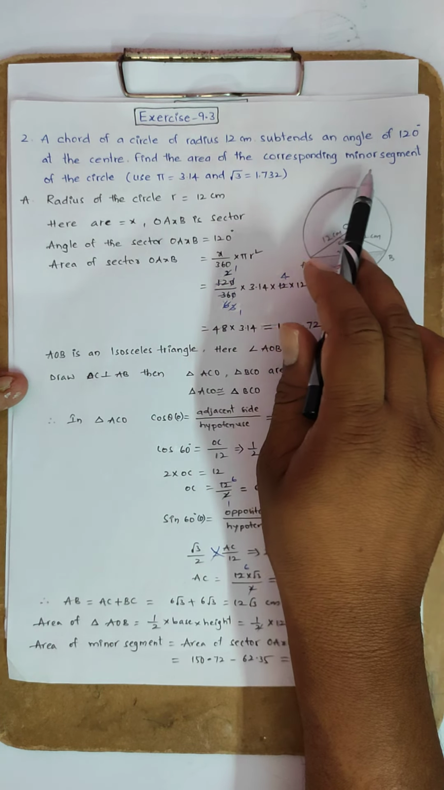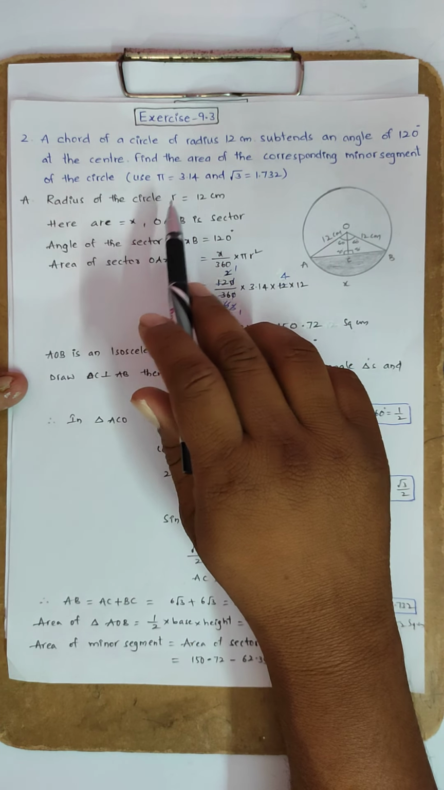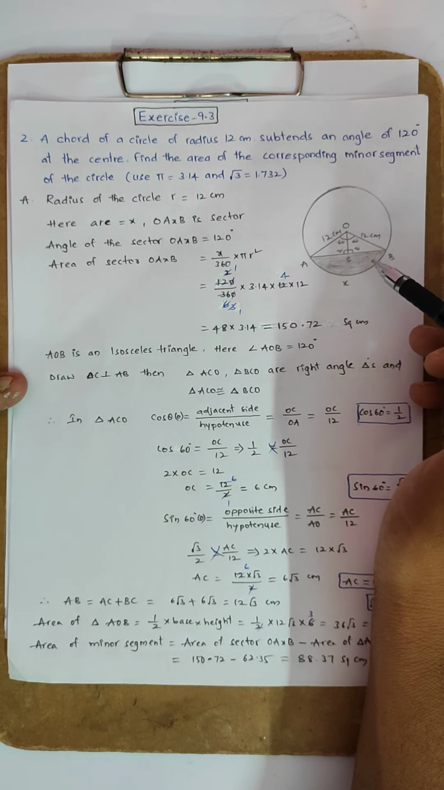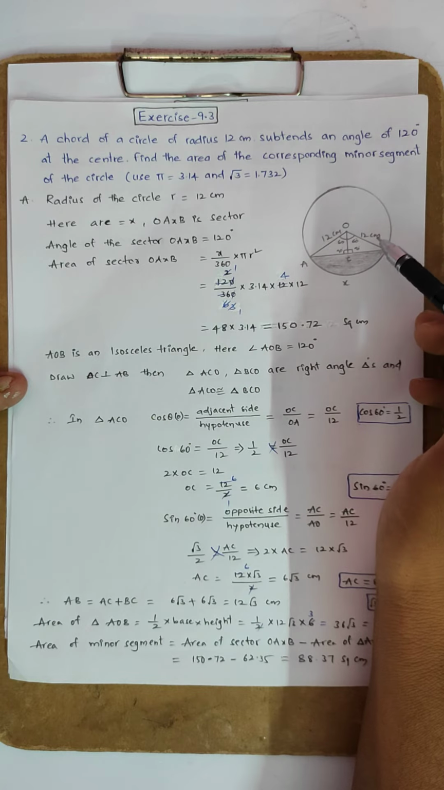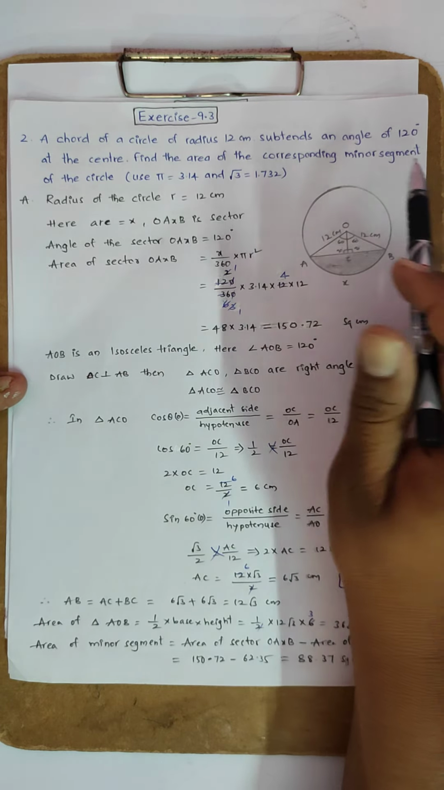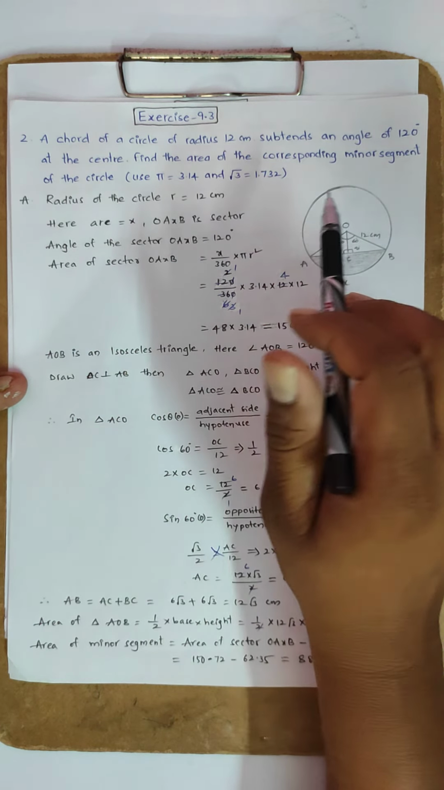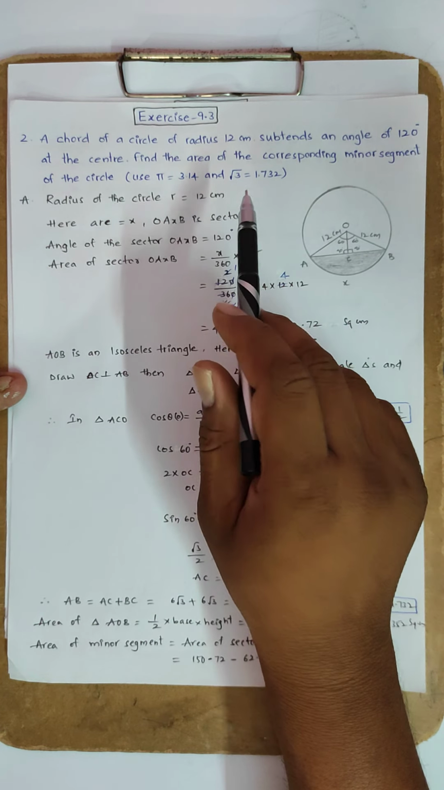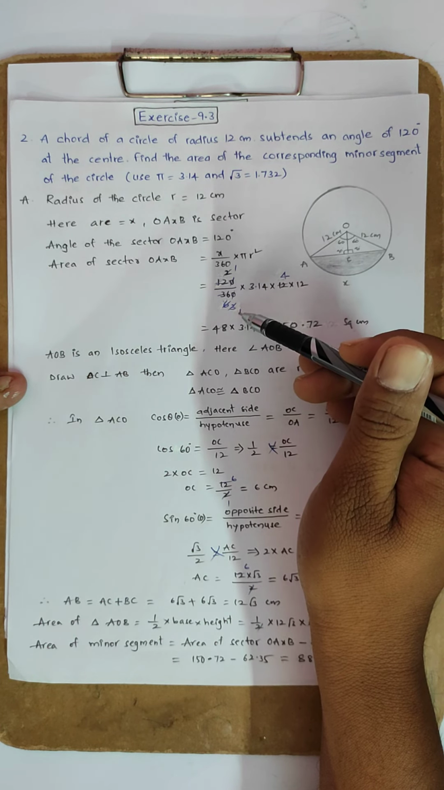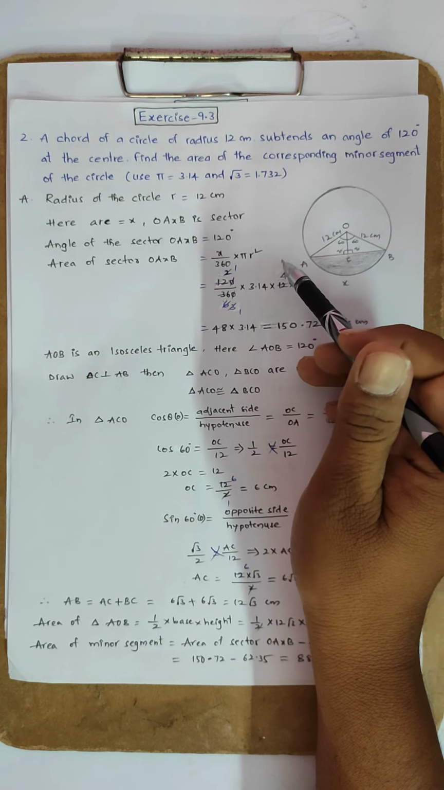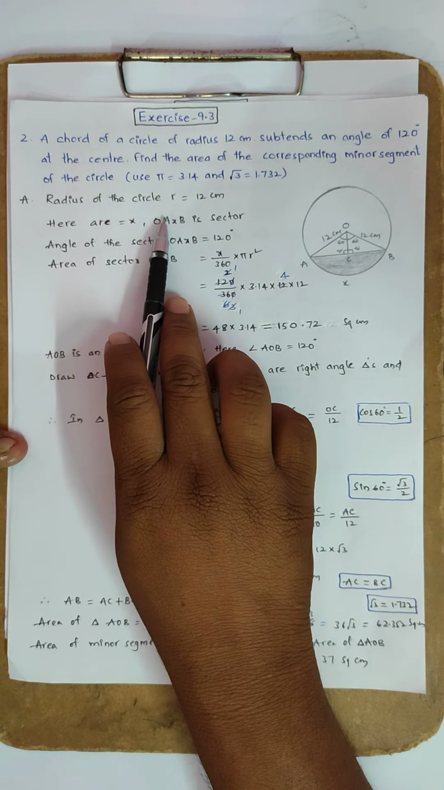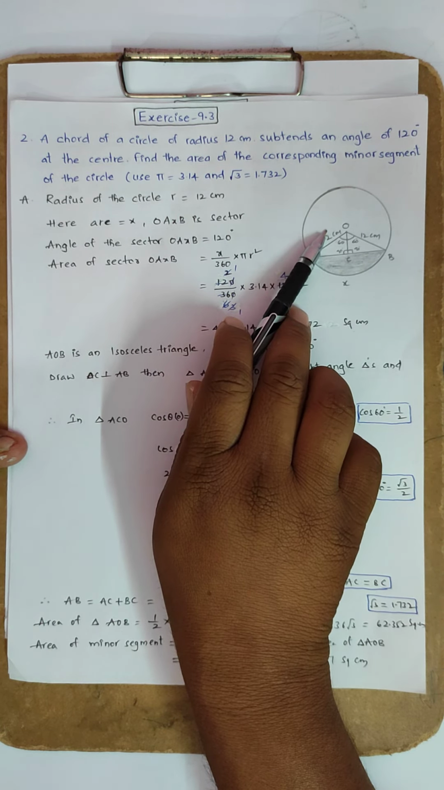Find the area of the corresponding minor segment of the circle. Before, the problem asked for the minor segment and the major segment, but in this problem it only asks for the minor segment of the circle. What is given in the problem, we can copy as it is in the first steps of the answer. The radius of the circle R is equal to 12 centimeters.